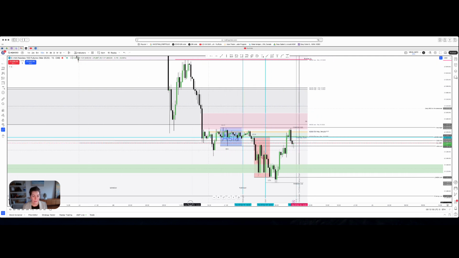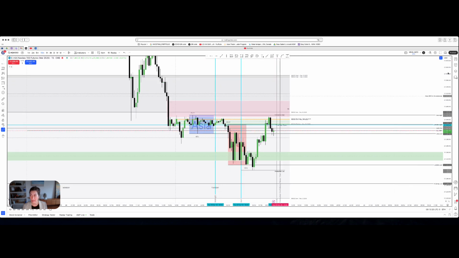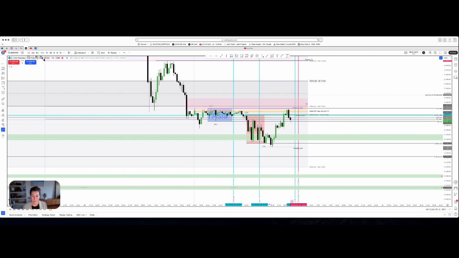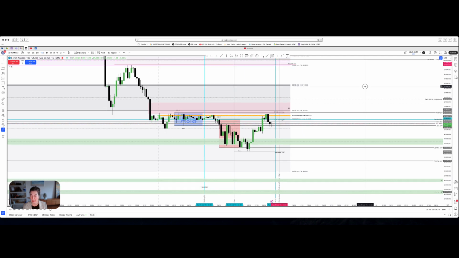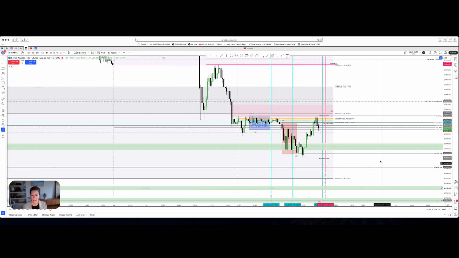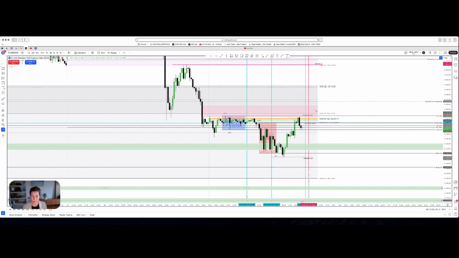Okay, so that's how I set up my chart. Honestly, if I were just here by myself doing it without talking through it, it would take me no more than 10 minutes. And I tend to do this, I recheck it for the afternoon session, although I try not to trade in the afternoon session.